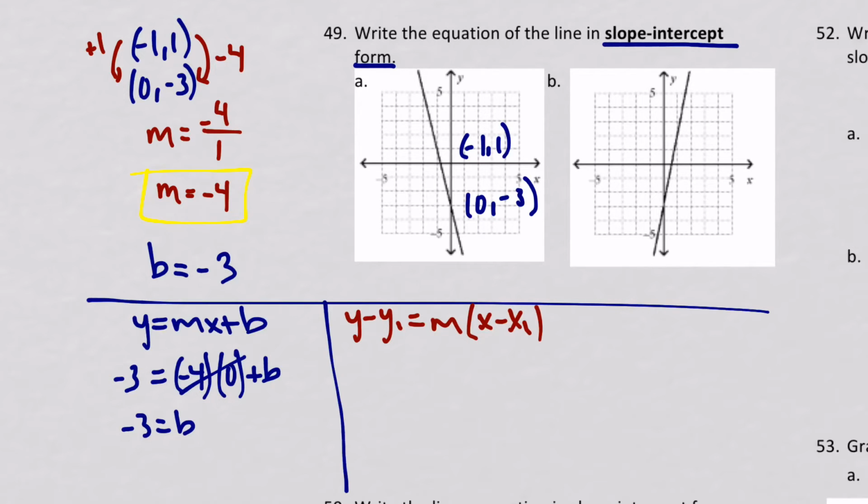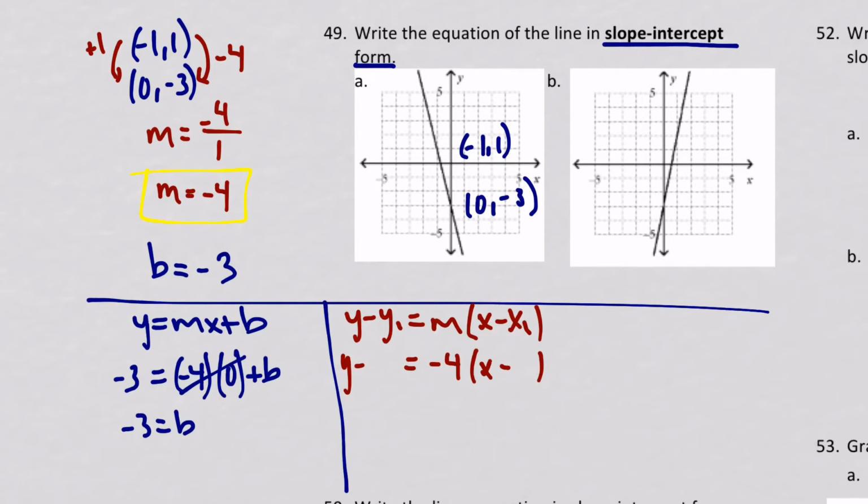Substitute in the slope, which again is -4. And then for x sub 1 and y sub 1, again pick one of the 2 points that you used before. So once again I'm going to use 0, -3 and substitute them in place of x sub 1 and y sub 1. So x sub 1 will be 0.